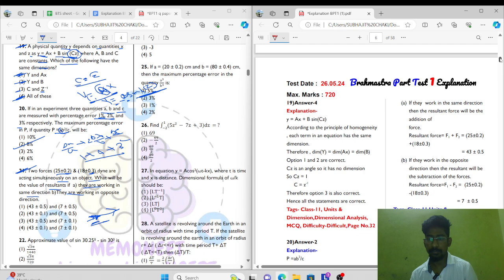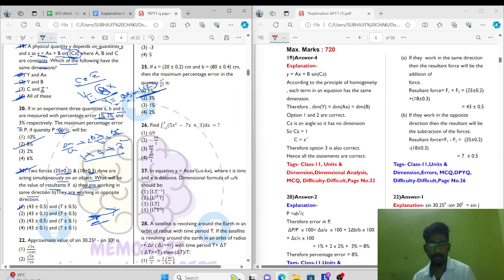So whenever they are moving in the opposite direction, what will be the error? As I told you, it doesn't matter whether they are divided or subtracted. The error will always be added to each other. That means 0.2 plus 0.3, the error will be 0.5. Error would not be subtracted. Whenever you are subtracting the value of these forces, the error should not be subtracted, it should be added only. It will become 0.2 plus 0.3, that is 0.5. So 25 minus 18 means 7, plus 0.2 plus 0.3 means 0.5. So option number 1 is the correct option.